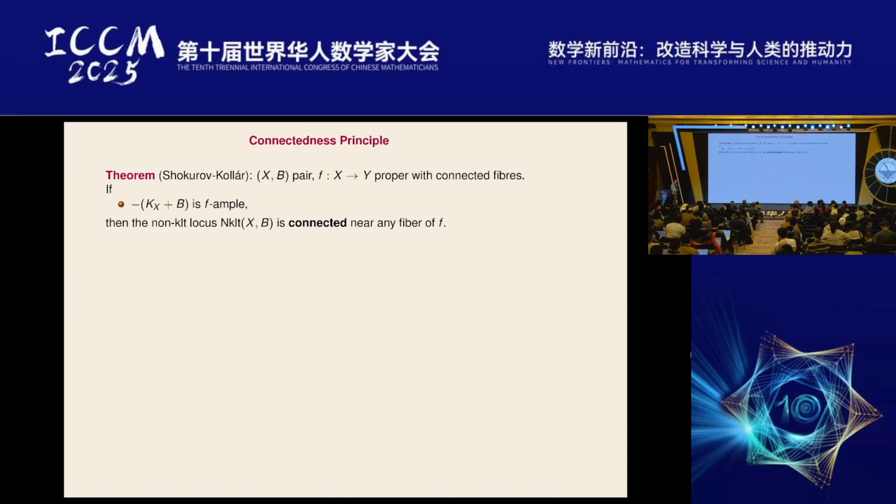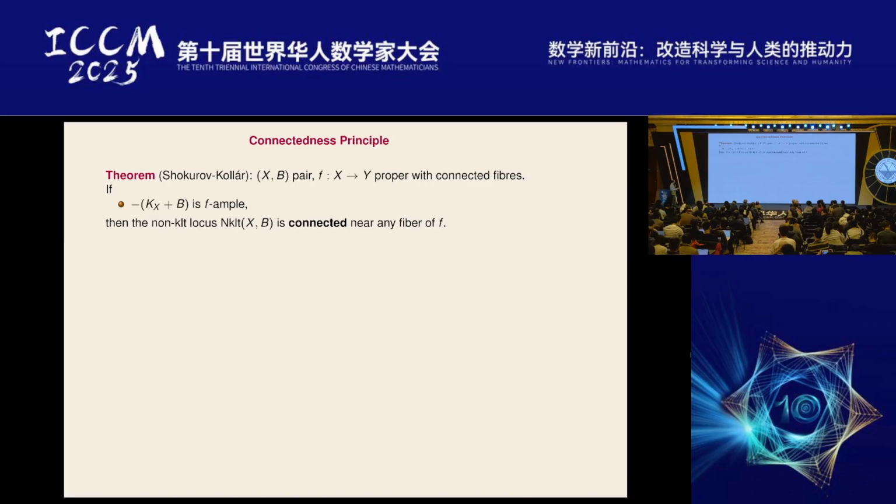So anyway, we don't have too much time, I guess, so let me leave the basics and say a few more, maybe less familiar topics and results. Okay, so let's start with this so-called connectedness principle. This is something that people realized about 40 years ago in the work of Shokurov and later generalized to higher dimension by Kollár. It basically says something like this.